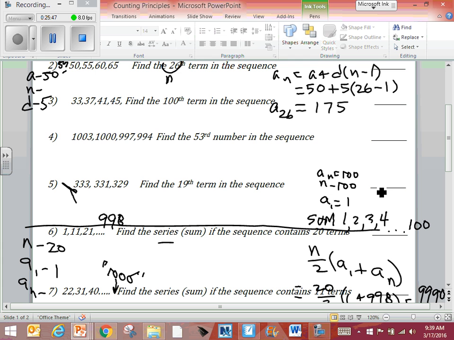All right, so let's see. I got 100 over 2, which is 50. I have a 1 plus a 100. We know that's going to be, someone do 50 times 101. That's going to be 50, 50, I think. Someone do 50 times 101.